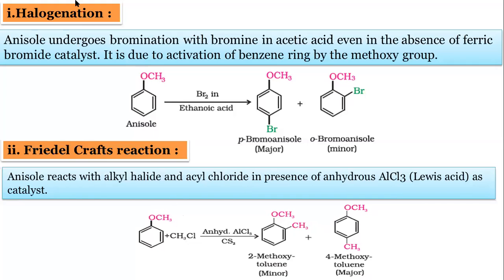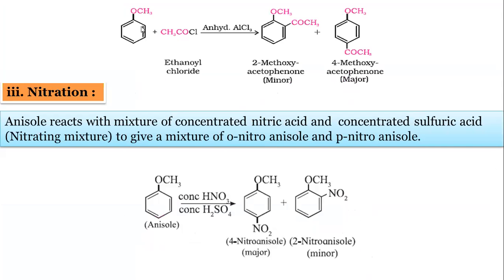All the electrophilic substitution reactions are the same. We get two products, ortho and para. CH3 is the electrophile here. Para is major because there is no steric hindrance. Then this is Friedel-Crafts acylation because acetyl chloride is used here. CH3CO is the electrophile. It is attached ortho and para. Again, para is major, ortho is minor.